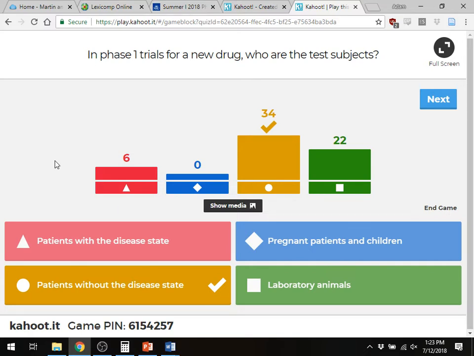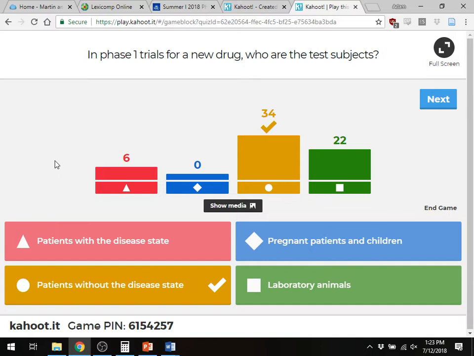Then we get into phase two trials. Who are we looking at? Patients with the disease state. Good. And what's the number? Maybe a couple hundred people, right? So again, you get a bigger number. And then for phase three, who are we looking at? People with the disease state. And then now we're getting up to several hundred, maybe to a few thousand, right?